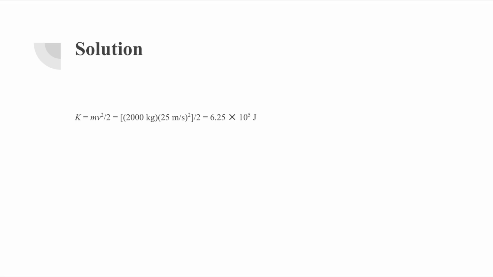Usually it will be written like that, but because of the computer, I just chose to write it like this, mv squared over 2. So you plug in your values, 2,000 kilograms times 25 meters per second, squared, and that divided by 2 will give us 6.25 times 10 to the 5 joules, or 625,000 joules. A lot of kinetic energy.